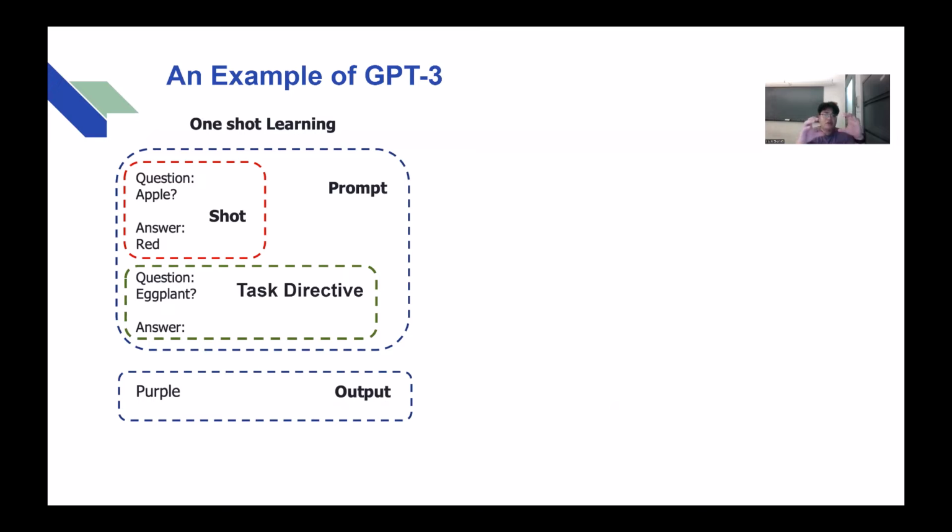In the prompt, there exist two parts. The first part is called the shot. Basically, the shot is an example of a question-answer pair, and right after that is a task derivative, which is basically a question. For example, in the shot we ask, what's the answer for the question apple is red? So you build an analogy with the shot and the task derivative. For example, apple to red is equivalent to what? GPT-3 was able to build this analogy and output purple to.